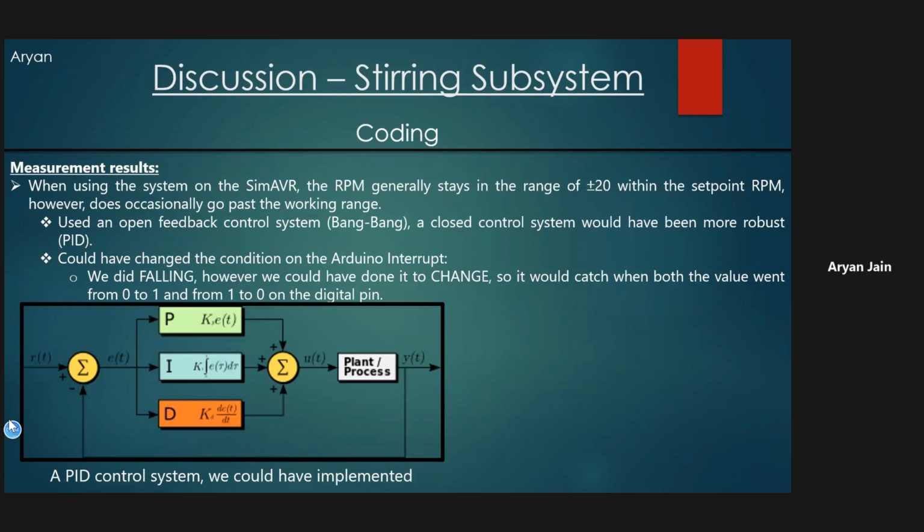In terms of the coding for the stirring subsystem, we could have improved in many places. When using the system on the SimAVR, the RPM generally stays in the range of plus or minus 20 within the set point RPM. However, it does occasionally go past the working range. We could have implemented a PID subsystem like shown here, or we could have changed the condition on the Arduino interrupt from falling to change to make the timing more accurate.